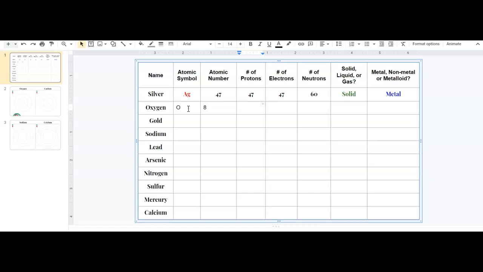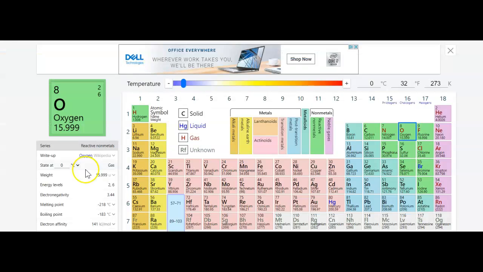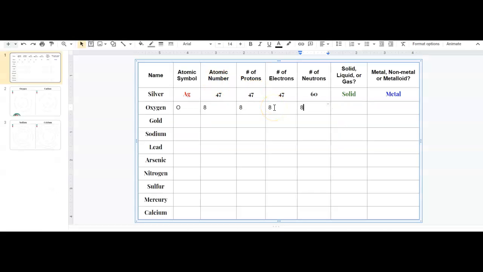Now, conveniently, the number of protons is the atomic number. That would be 8. And the number of electrons is also the same as the number of protons, 8. Now they have to figure out the number of neutrons. To do that, they just take this atomic mass number, round it to the nearest whole number, which would be 16, and then subtract the number of protons. 16 minus 8 is 8. They would put an 8 right there.